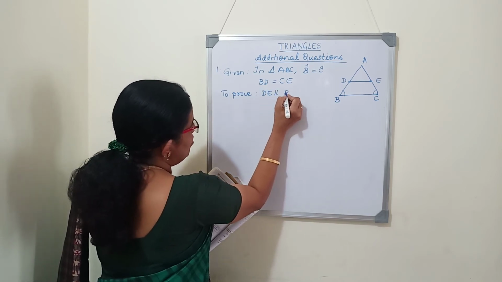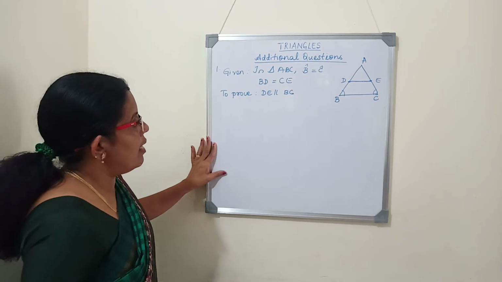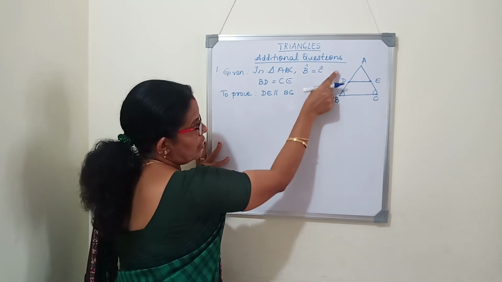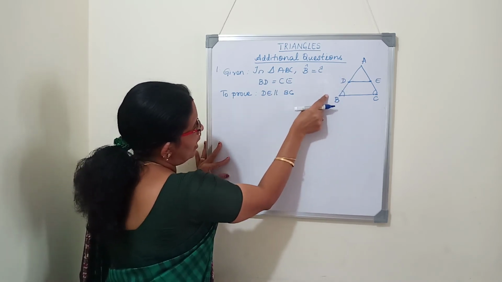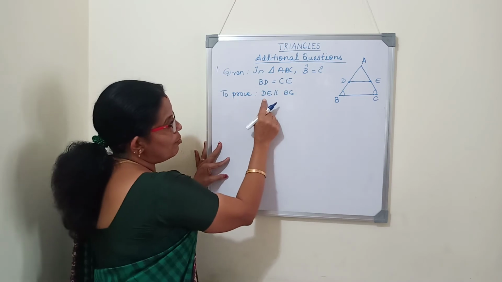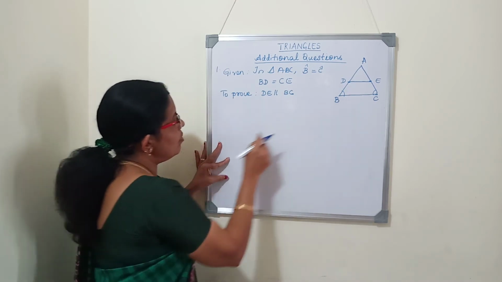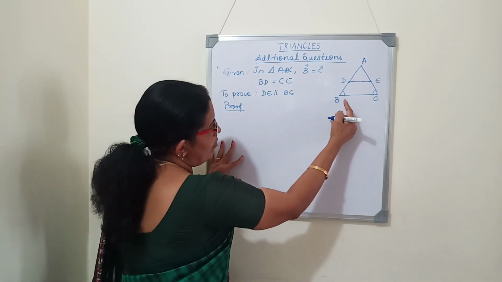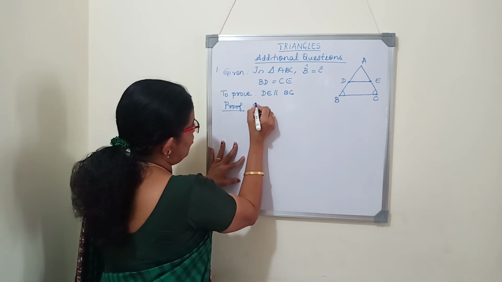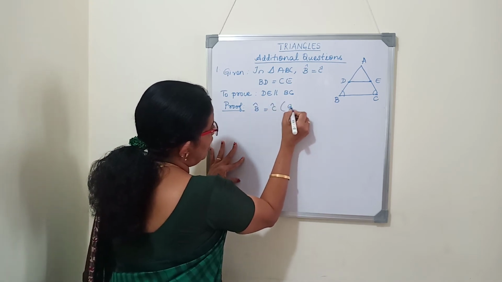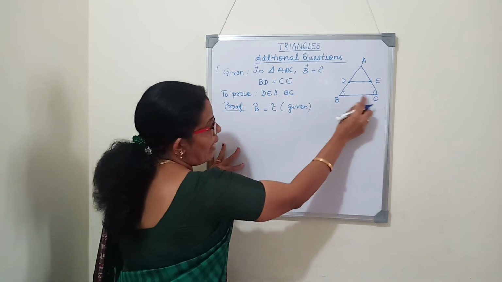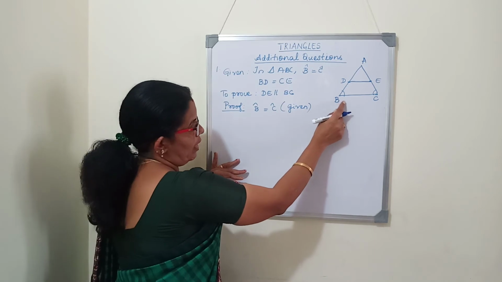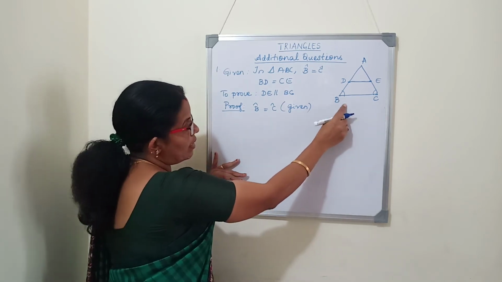DE parallel to BC. So here in triangle ABC, it is given that angle B is equal to angle C, and D and E are points on the sides AB and AC such that BD is equal to CE. We have to prove that the line DE is parallel to BC. So how can we prove this? Here in triangle ABC, angle B is equal to angle C, we will write first. You already learned that in any triangle, if two angles are equal, then the opposite sides are equal. Isosceles triangle property.